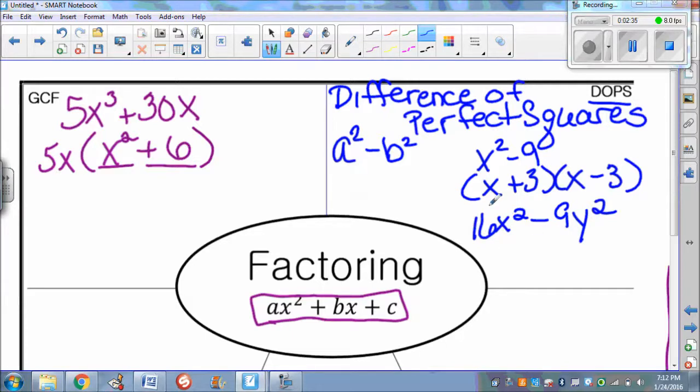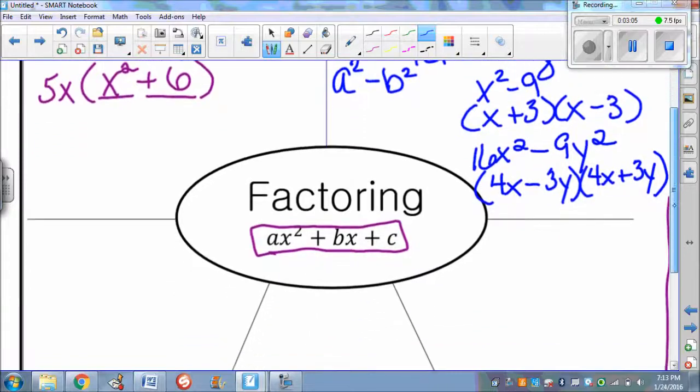Same exact idea. We're taking the square root of the first term, so that's 4x, and we're taking the square root of the second term, which is 3y, and I know in order to multiply to get a negative, one's got to be positive and one's got to be negative. So those are two examples of difference of perfect squares.